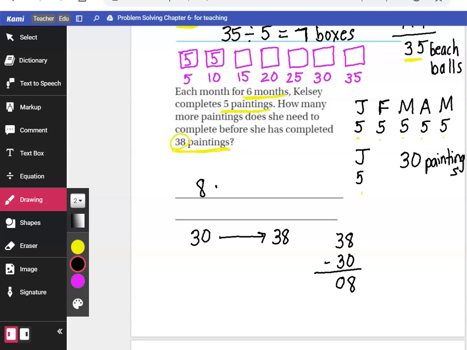So 8 more paintings. And if you look after the words, how many, you will see the words more paintings. That helps me to know my label. Okay? Do you see all this work that I did? I want you to remember to always do that when you're figuring out your math problems. Okay? It's very important that you try your best and kind of take notes as you go along.